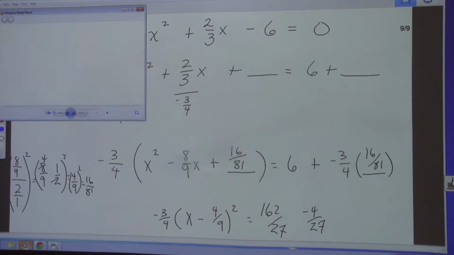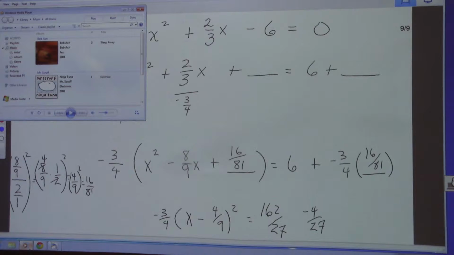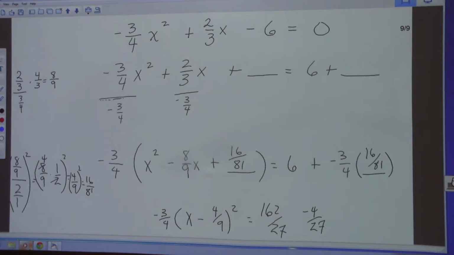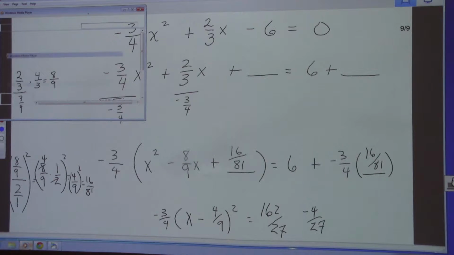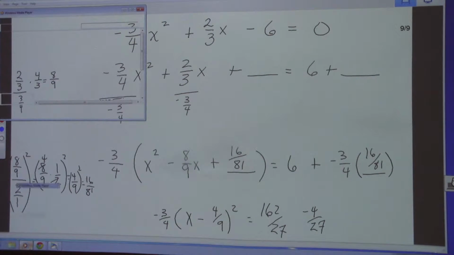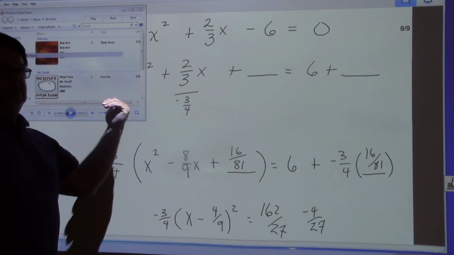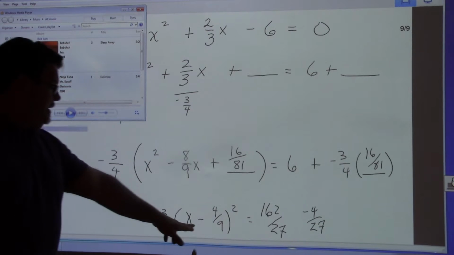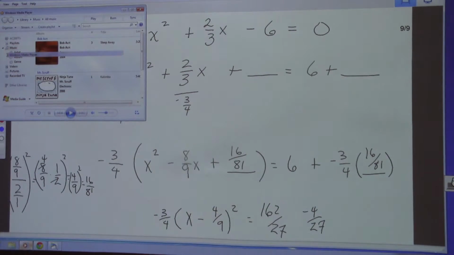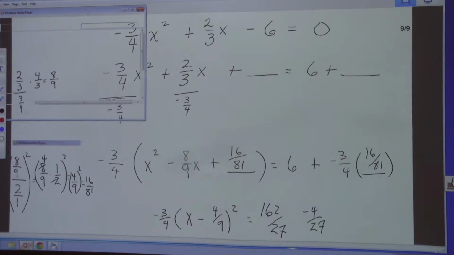Yes, sir. You know how you got the negative at 8 over 9 right there? Mm-hmm. I thought you said when you have a negative on the outside, it's not going to affect what's in the parentheses. When you factor it out, it does. Okay. When you factor it out. Not down here. Okay, but up here, when you factor it out, I'm not doing anything.